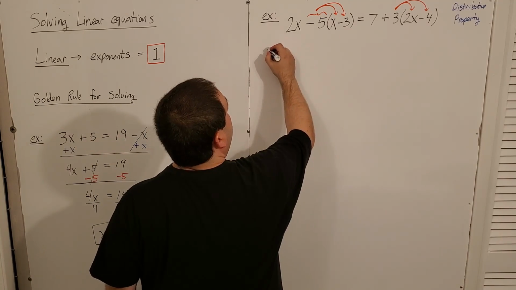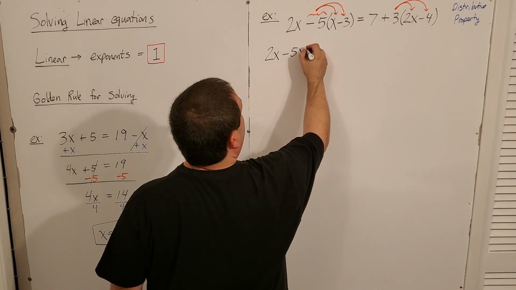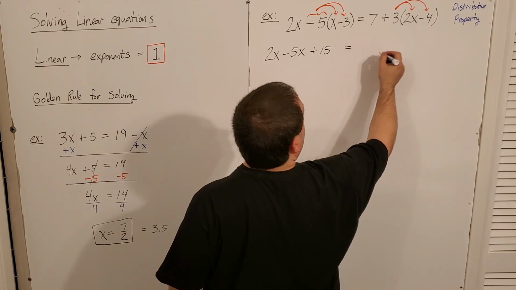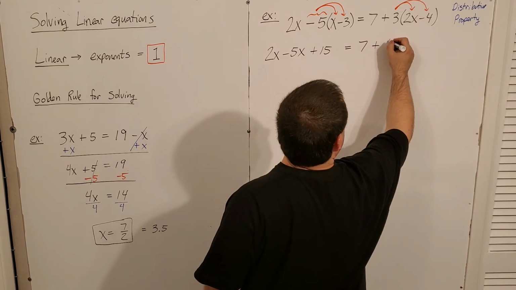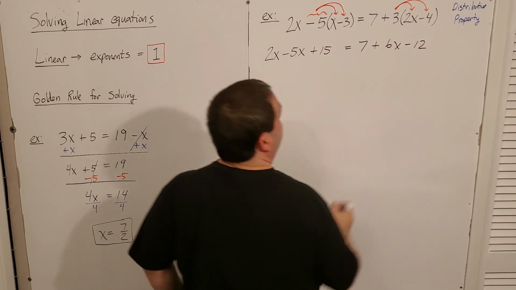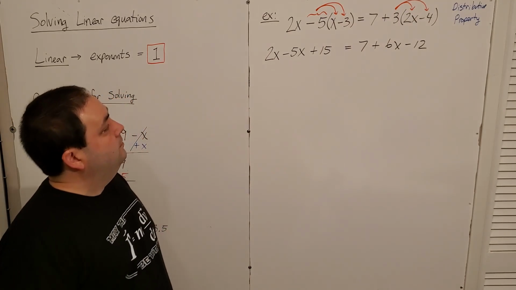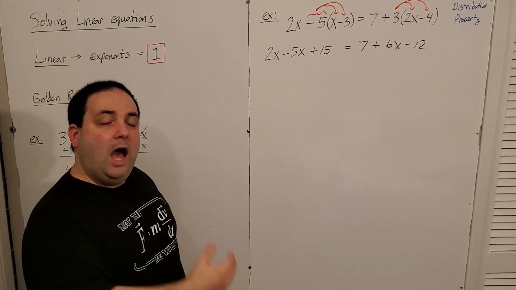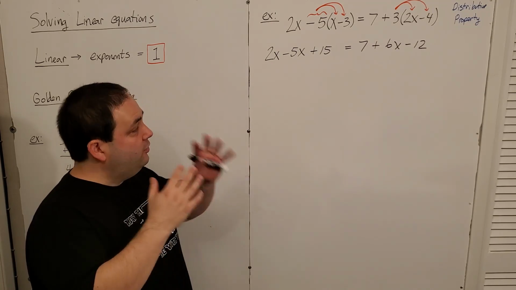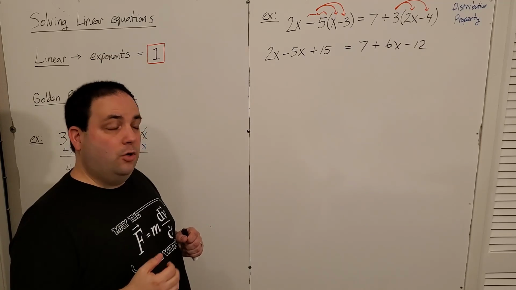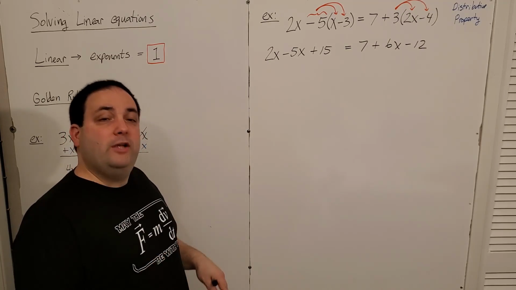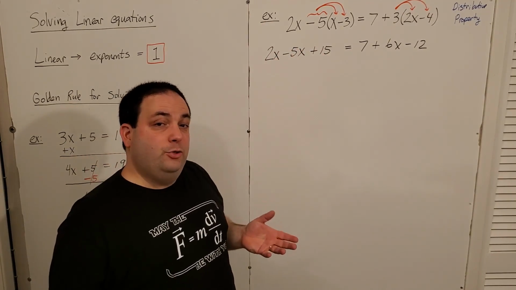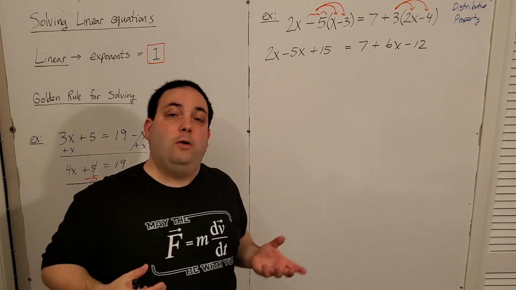Okay, so then I've got 2x minus 5x plus 15 is equal to 7 plus 6x minus 12. And at this point, if you've got more than two terms on any side of a linear equation, you're going to have to realize that some of those have to be like terms because I'm only doing a linear equation with one variable, right? Since it's a linear equation with one variable, you can only have two types. You can either have with the variable or without the variable, right?